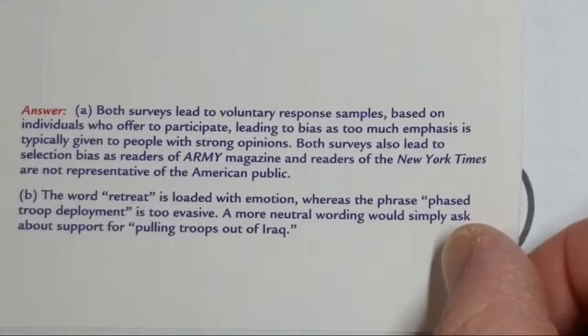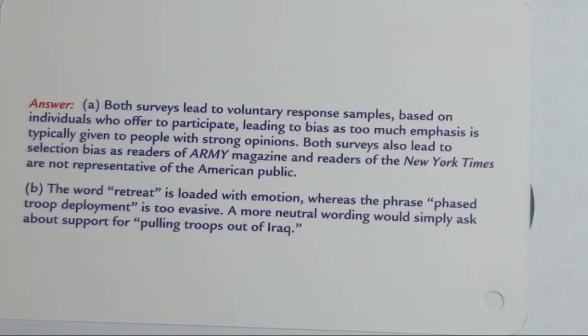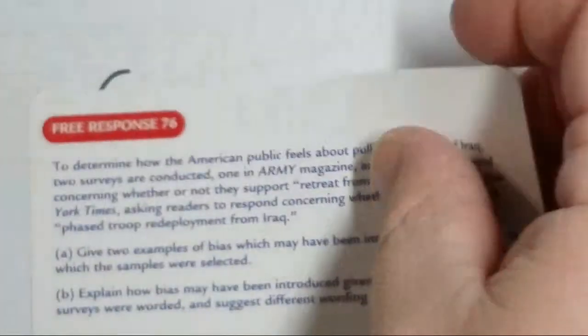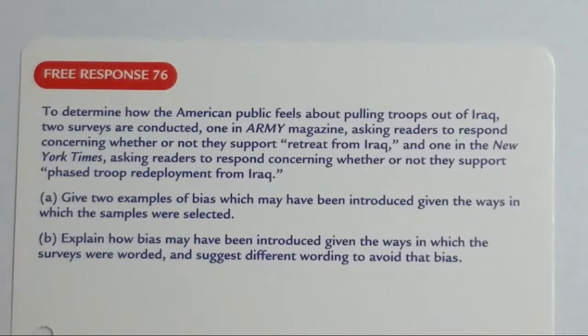Yeah, so both are voluntary response, based on individuals who offered to participate, leading to bias, to which emphasis is typically given to people with strong opinions. Both surveys also lead to what they call selection bias, as readers of Army magazine and readers of the New York Times are not representative of the American public. That's a fair statement. I would mainly argue that the wording for the New York Times, phased troop redeployment from Iraq, is very confusing. As a person who was not very aware of what that phrase means, I don't know how I would respond to that.